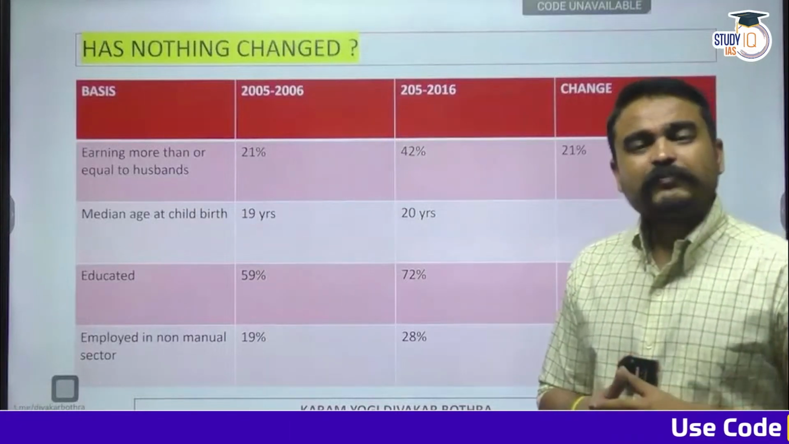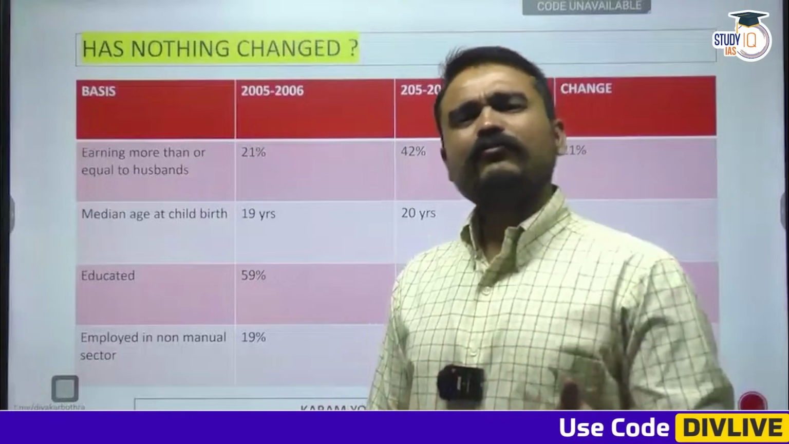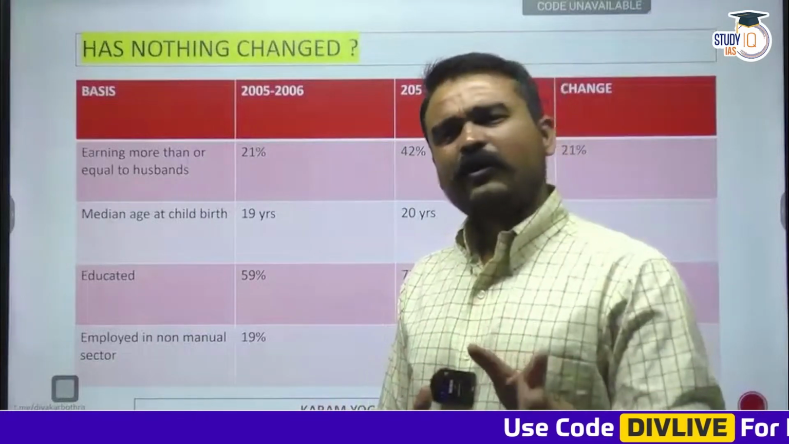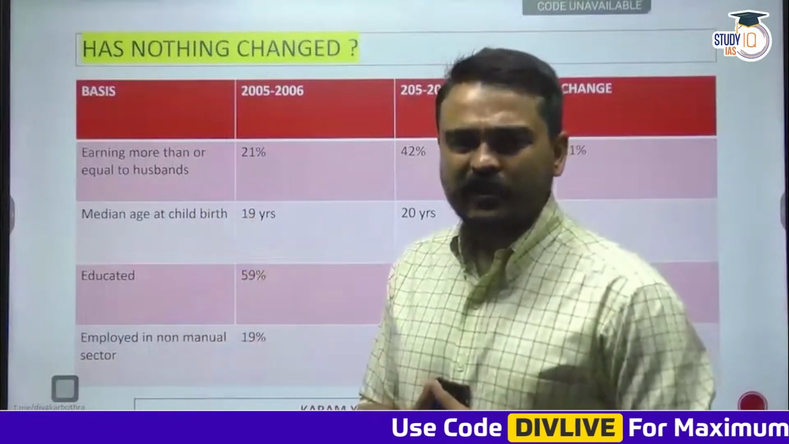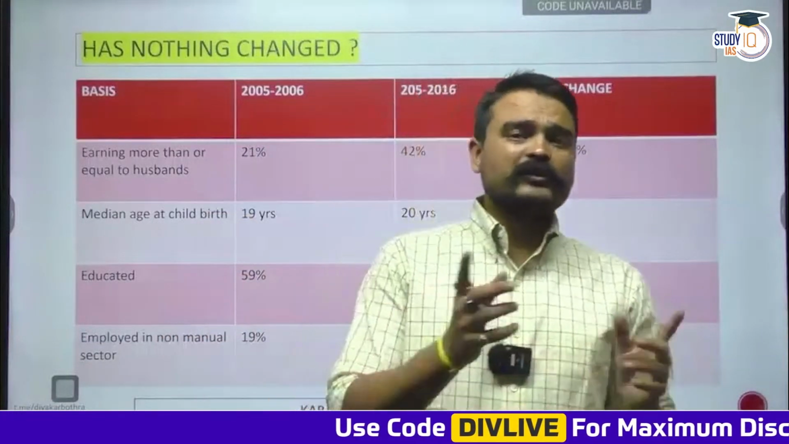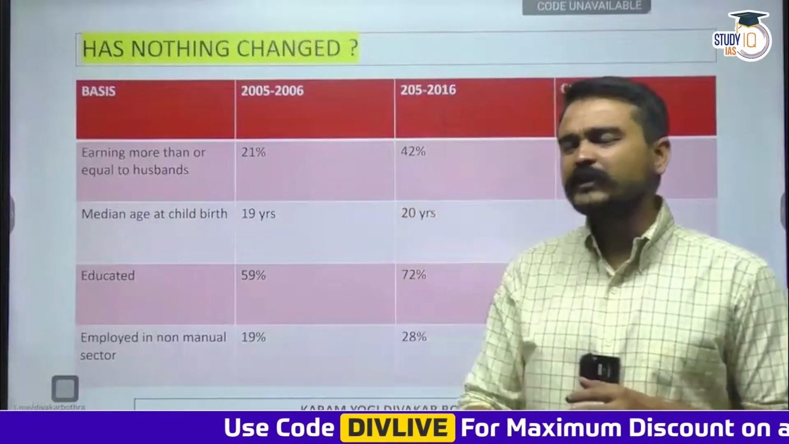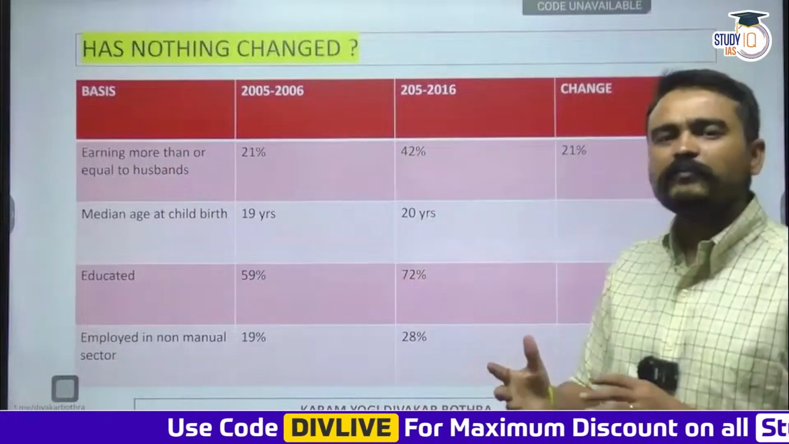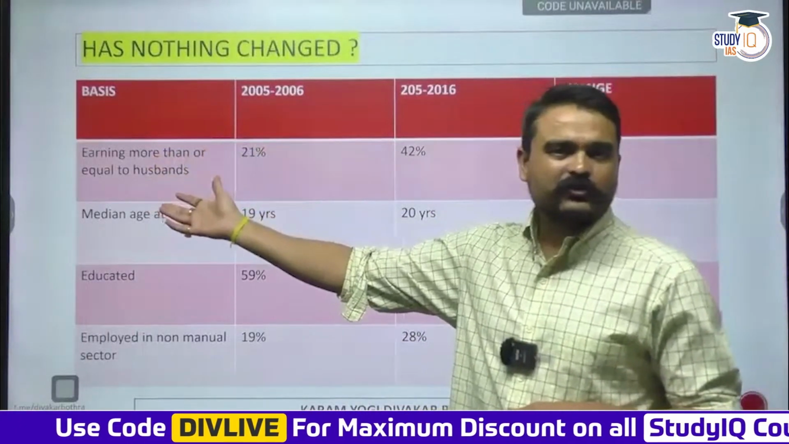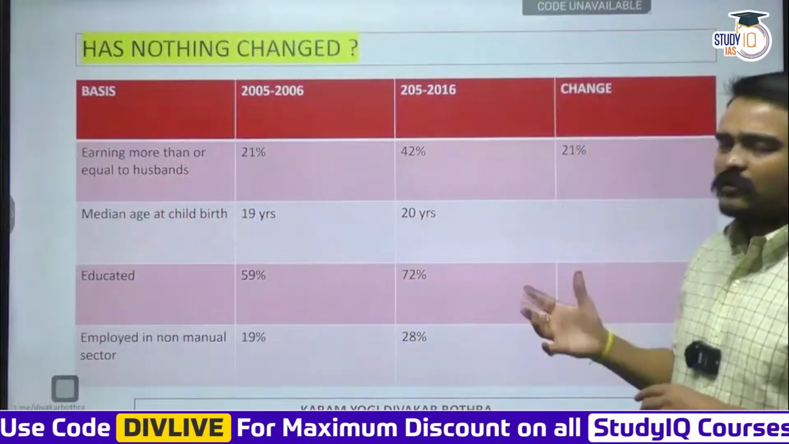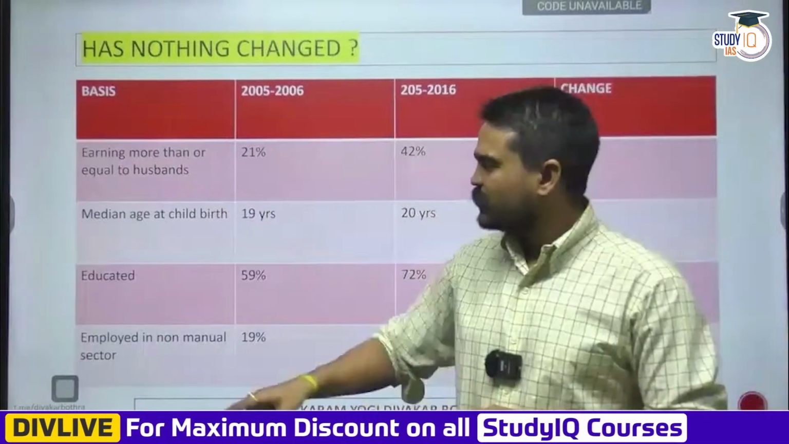In your own family, please do a survey of your kith and kin, and see how many, if it is possible, how many of your respective bhabis, sisters, or anybody related in your family are earning more than their husband, where both of them are working. And you will see that this fact completely falls apart. But yet, since the economic survey has quoted it, I'll not raise a question on this, but yes, we have seen almost 21% increase in the past 10 years.